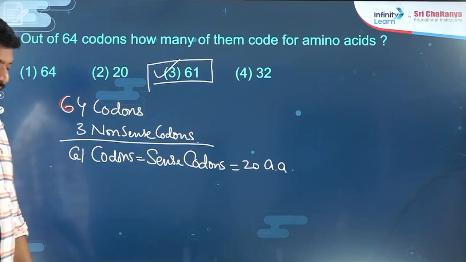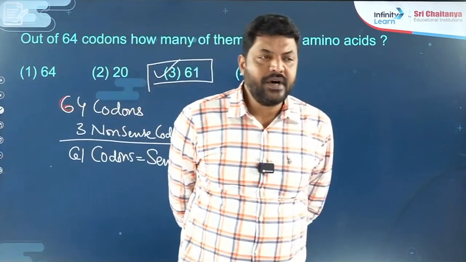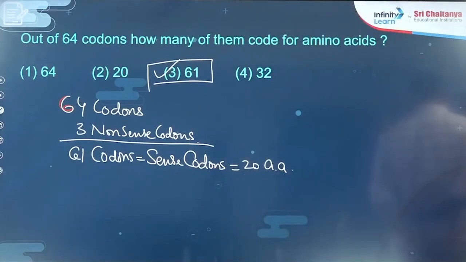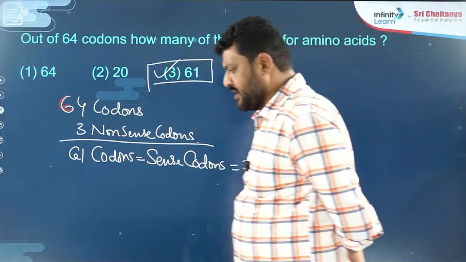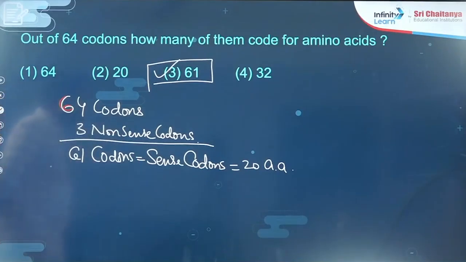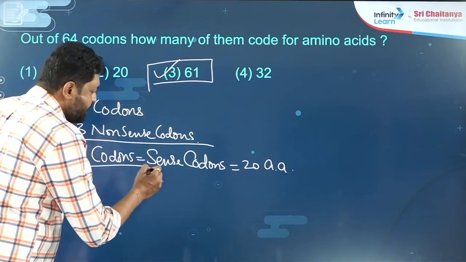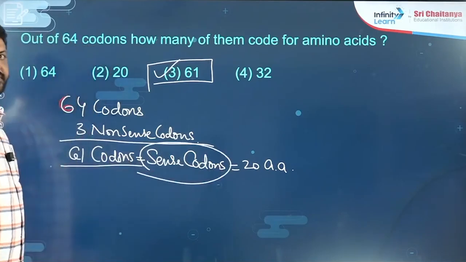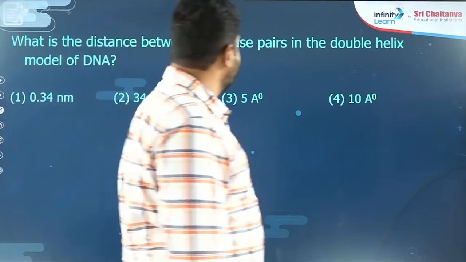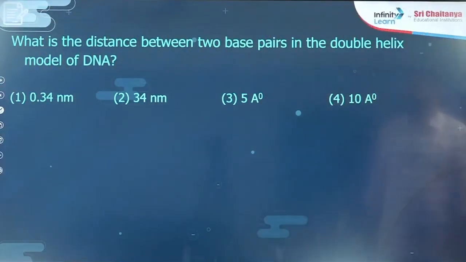We know very well that in the living world, a large number of types of proteins and enzymes are present, but all these proteins and enzymes are basically made up of these 20 types of amino acids only. So that is why the answer is 61. In another way, 61 is also called sense codons.